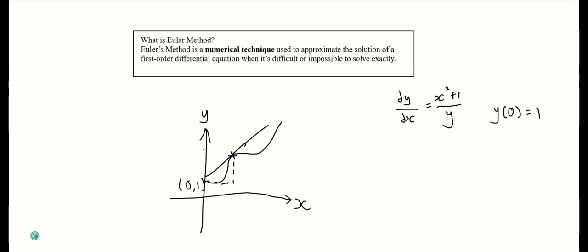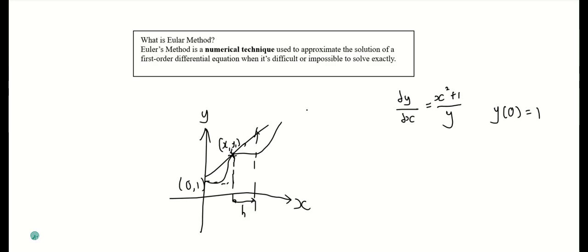This will be our x0 and y0. And then after we find our x1, y1, from then on, it will be x2, y2, and x3, y3, and so on, step by step until we reach x equals 1. By repeating this process, calculating the slope and moving a small step h, our h being the distance between our x1, y1 and our x2, y2. This is our h, our step size.